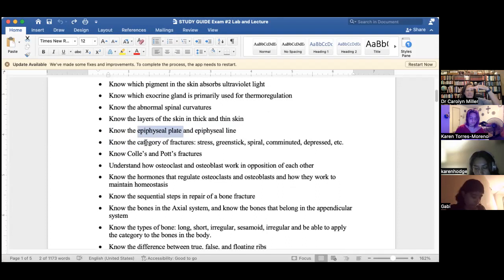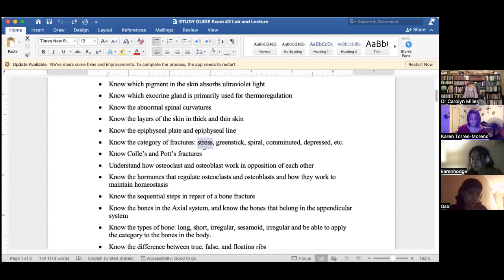Up in the epiphysis or metaphysis, I think Pearson says epiphysis, and then you have the diaphysis where the growth of that long bone occurs. Know the category of fractures. If it is a child, you could potentially see a greenstick fracture where the bone does not break all the way through.